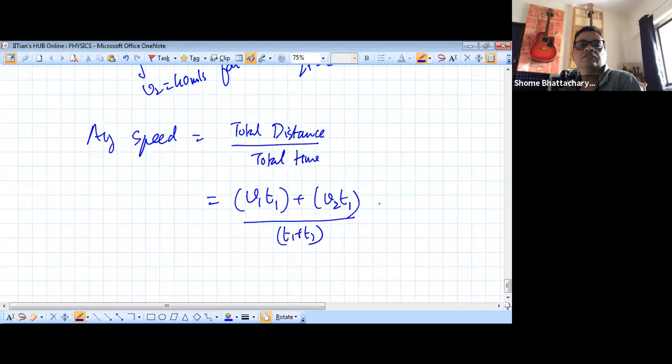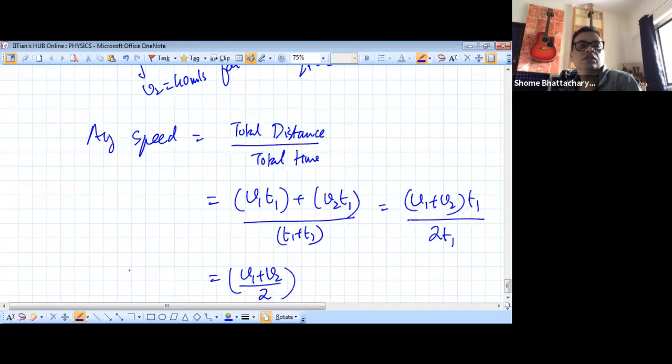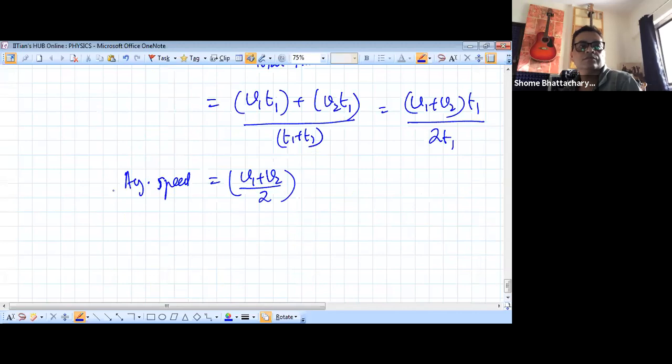So as you can see, it is V1 plus V2 into the common factor of time T1 divided by the total time, which is 2T1. So this is becoming how much? V1 plus V2 by 2. Okay, so this becomes the average speed. This becomes the answer for this, which is option A.